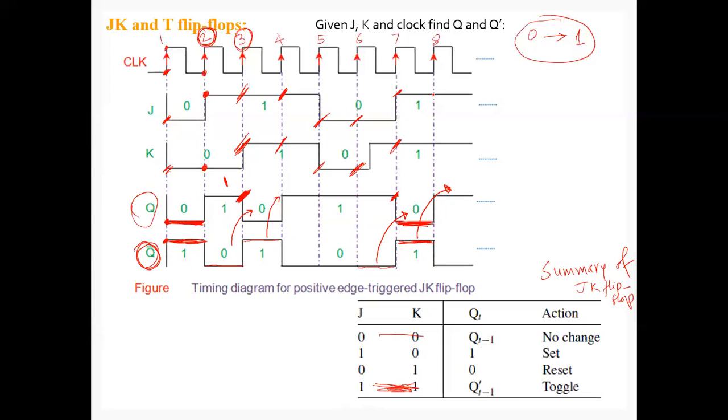Now, where are we? We are here, right? This point. This is high, this is high. So high and high, again toggle, right? Meaning, what do you have here? Toggle meaning this guy goes in here. That's the meaning of toggle.